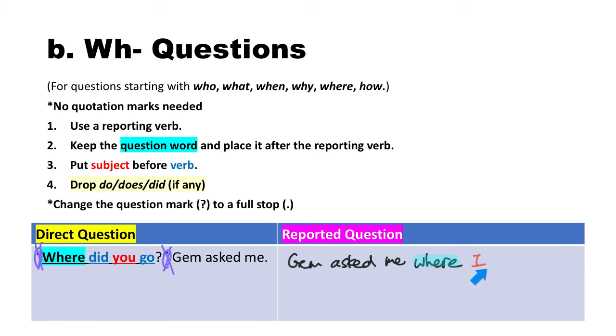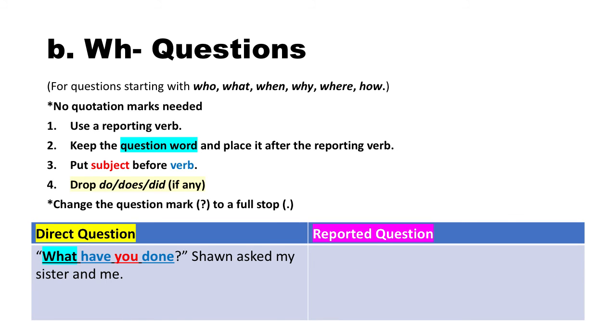After the subject, we need the verb. The verb in the direct question is did go. It's go in simple past tense. Simple past tense is changed to past perfect in the reported question. Therefore, it is changed to had gone. Note that the did here is dropped. We do not need do, does, or did in our reported question. Lastly, check that you change the question mark to a full stop. The reported question is, Jem asked me where I had gone.